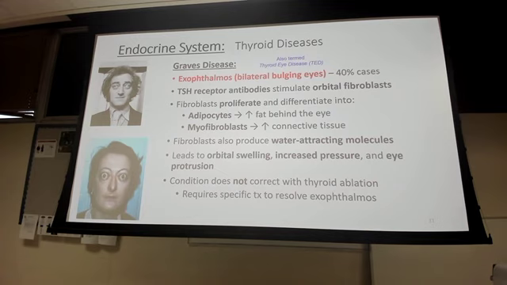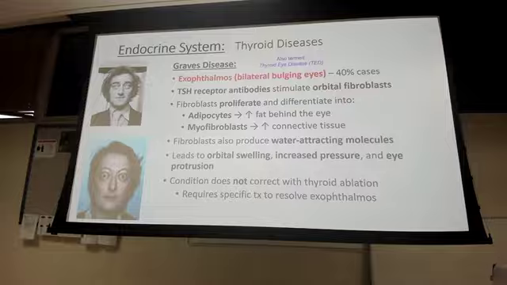Fibroblasts. We talked about fibroblasts a lot. I feel like in this course or something. Anyways, so fibroblasts are everywhere. Remember fibroblasts? They're the ones that make collagen and do all kinds of stuff. They scar tissue. Fibroblasts are also behind the eye. And these fibroblasts, they actually have TSH receptors. They actually have TSH receptors.